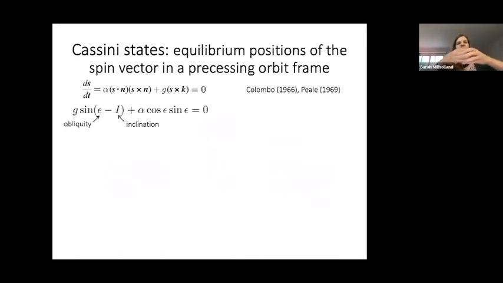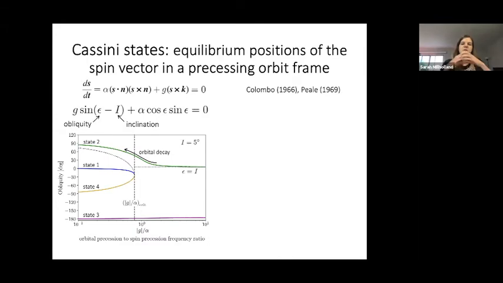So in this precessing orbit frame of a planet, Cassini states are the equilibrium positions of the spin vector in that precessing orbit frame. Basically, if you're in this rotating frame, they are the positions where the spin vector is fixed, so dS/dt equals 0. And this condition can be written as a simple expression here, where G and alpha are those frequencies of orbital precession and spin precession I defined earlier. Epsilon is the obliquity and I is the inclination.